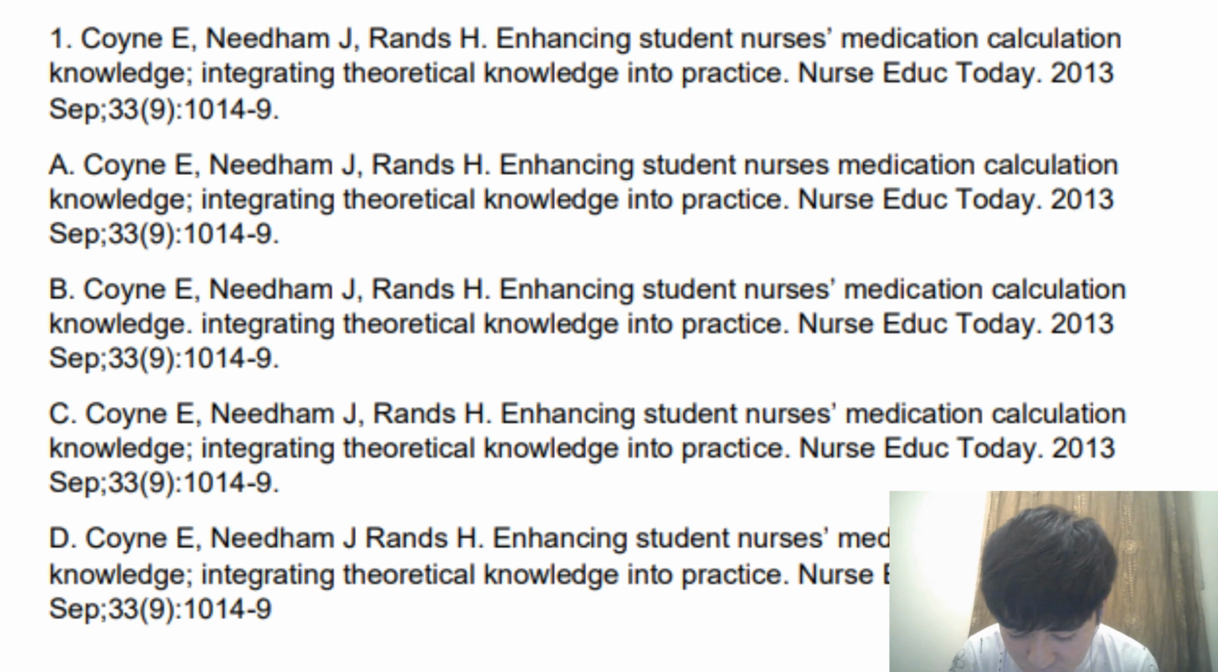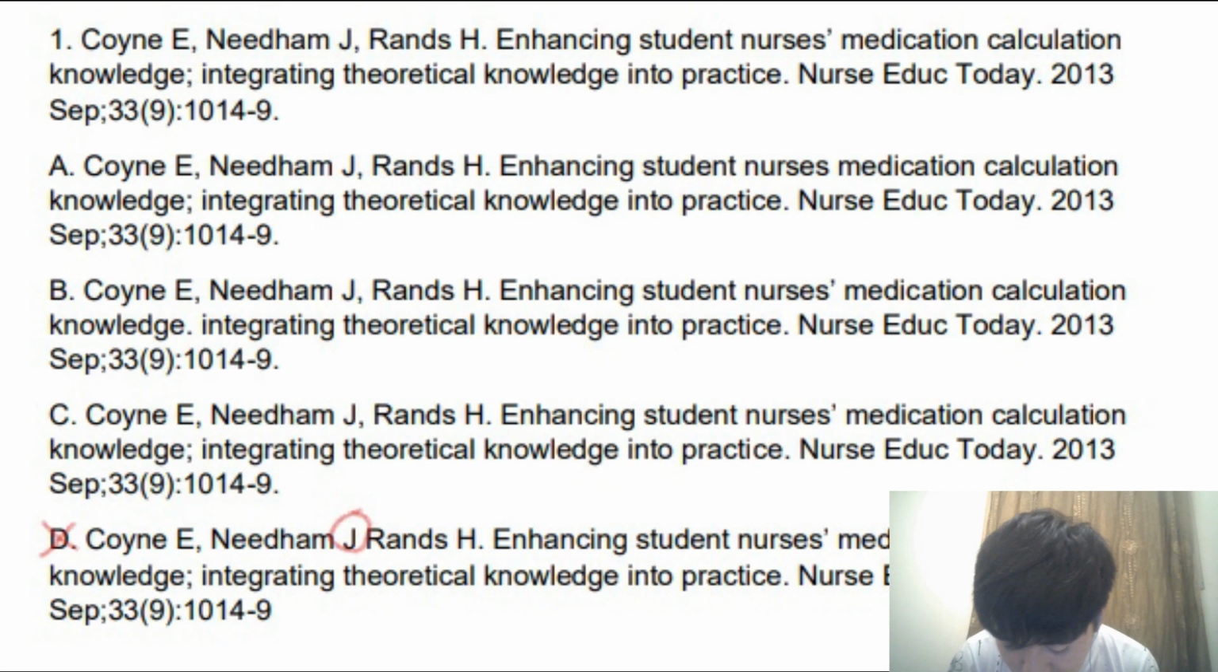I scan each choice's repeated words: the first set, the second set, the third set, and so on. So ABC na lang ang choices. Then the next words, and the next. Okay, PNC na lang ang choices. Medication, calculation, knowledge. Okay, so letter C ang sagot natin for this one.